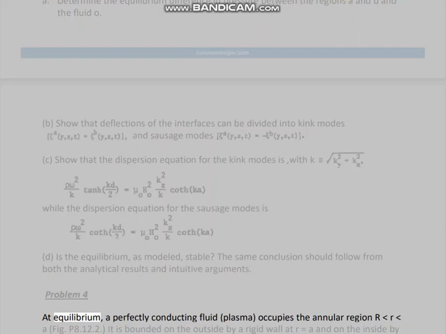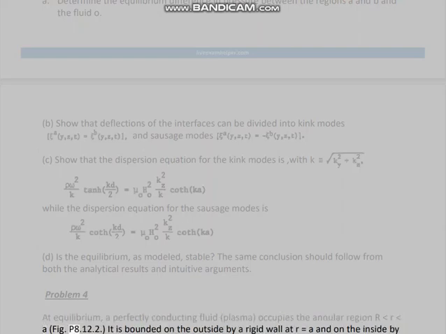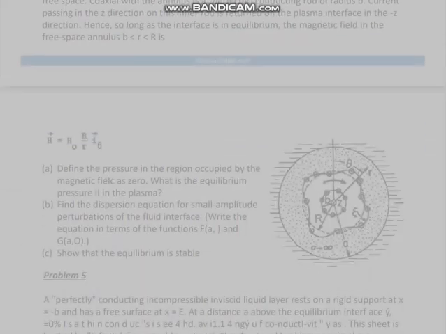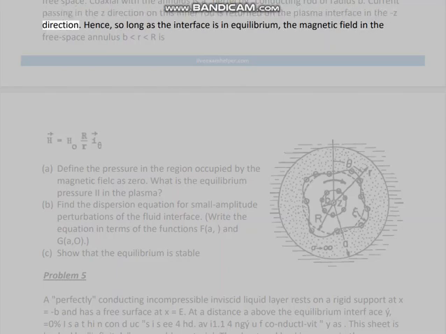At equilibrium, a perfectly conducting fluid, plasma, occupies the annular region R less than A, Fig. P8.12.2. It is bounded on the outside by a rigid wall at R equals A and on the inside by free space. Coaxial with the annulus is a perfectly conducting rod of radius B. Current passing in the z direction on this inner rod is returned on the plasma interface in the z direction. Hence, so long as the interface is in equilibrium, the magnetic field in the free space annulus B less than R is as given. Problem 4.